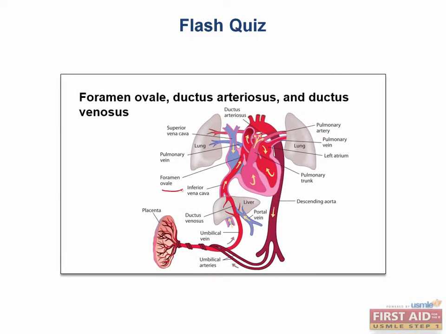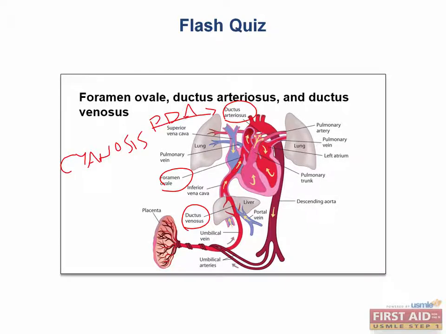These are the foramen ovale, the ductus arteriosus, and the ductus venosus. Shunts are incredibly high yield because they require you to remember embryology and the hemodynamic changes that occur at birth. The ductus arteriosus and the foramen ovale are particularly high yield because of the pathologic conditions that can occur, such as cyanosis in the situation of a PDA.